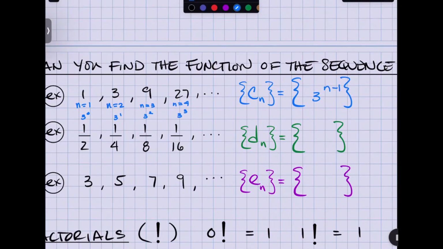See what I'm saying? She knows what she wanted, but she just didn't know how to put the general term together. But if she would just lay it out, she would see, oh, look, if I just took the n and took away 1, I would get those powers that I wanted. Okay, how about the second one?